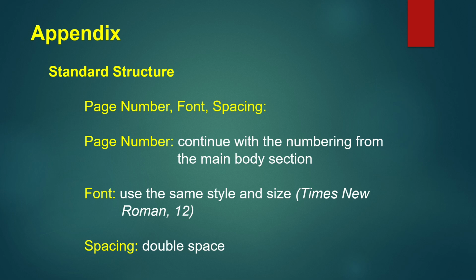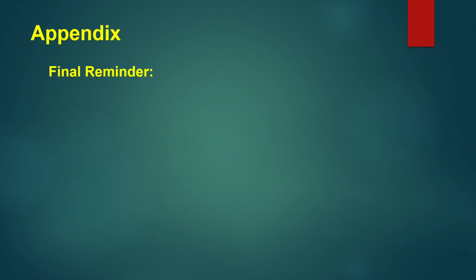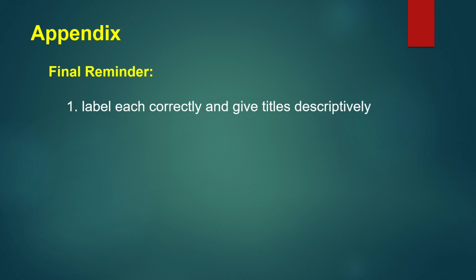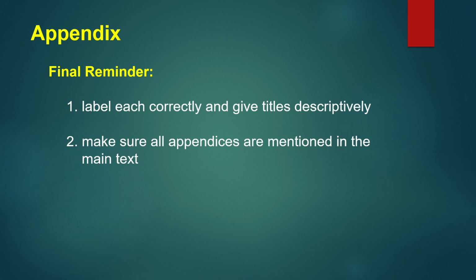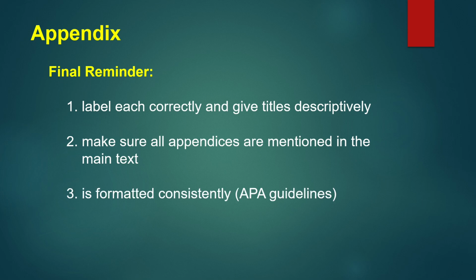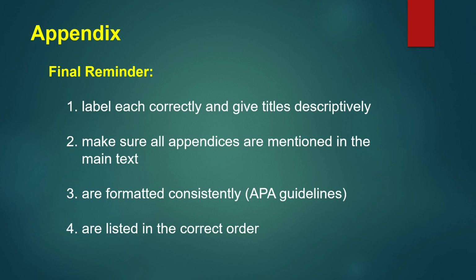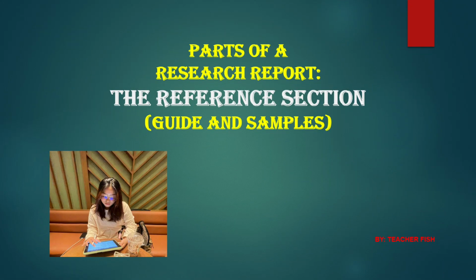Before we end the lesson video, let us have some final reminders about the appendix of your research report. First, be sure that each appendix is labeled correctly and titled descriptively. Second, make sure that all appendices are mentioned in the main text. Next, content is formatted consistently with APA guidelines. Finally, be sure that appendices are listed in the correct order in the main text, and appear in the same sequence in the document. So there, the third and last lesson video about how a research report is written.